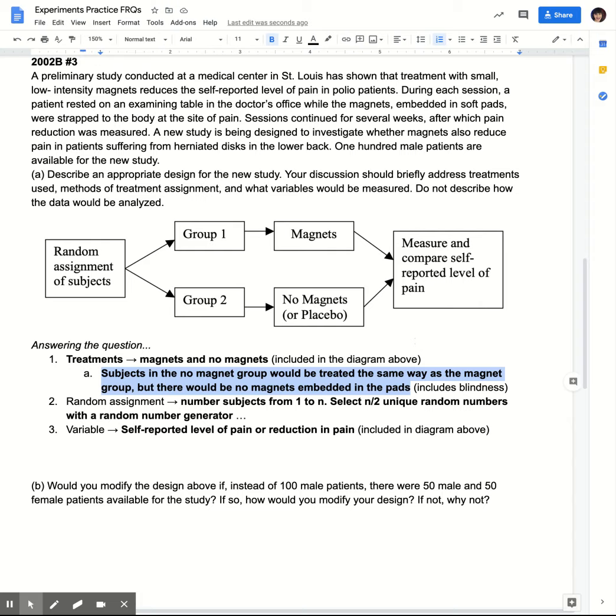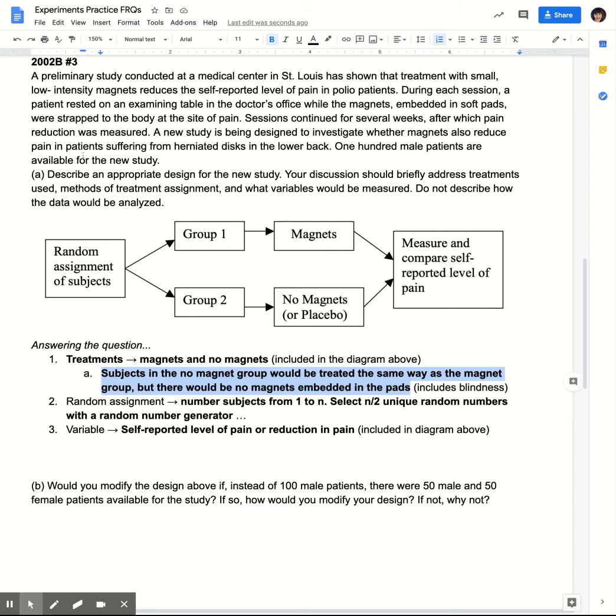One thing, though, that you may want to include is what this would look like for the magnets versus no magnets if you were going to try to incorporate blindness somehow. So that's what I wrote here that's highlighted and in bold: the subjects in the no magnet group would be treated the same way as those in the magnet group. They would go through the same process, but there just wouldn't be any magnets embedded in the pads, right? Which allows us to include those ideas of blindness, okay?